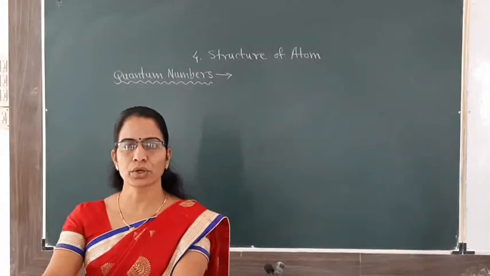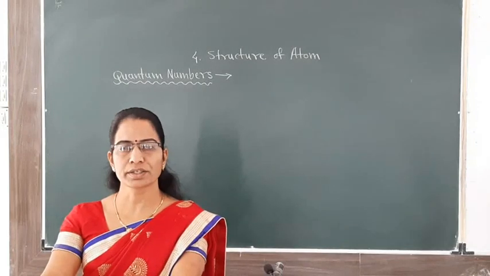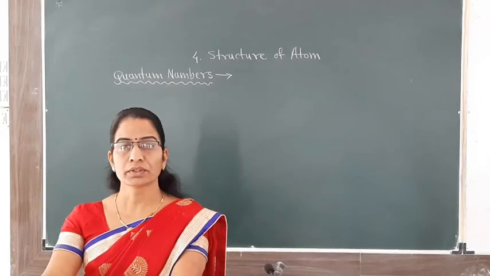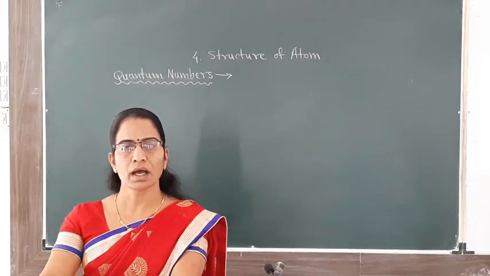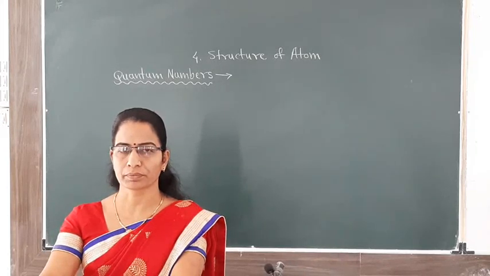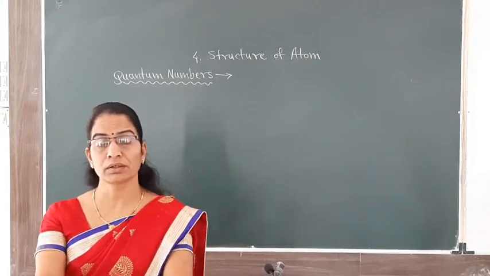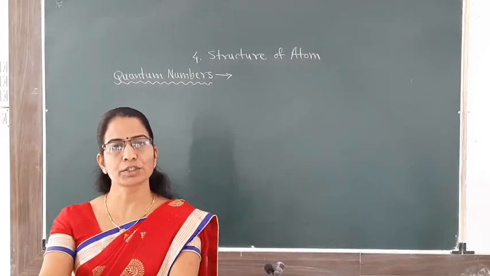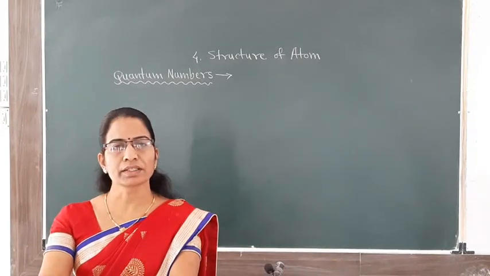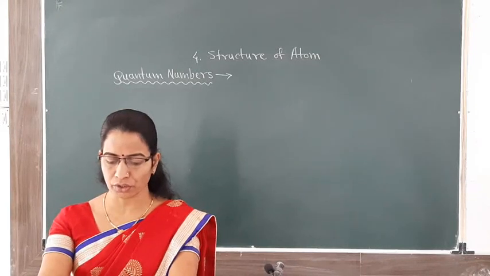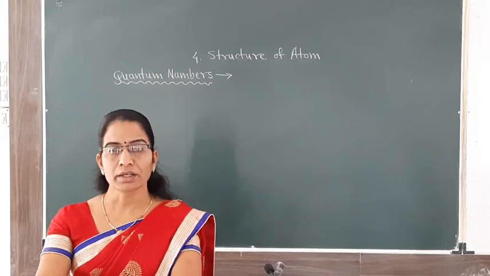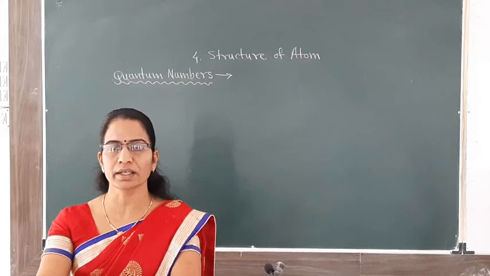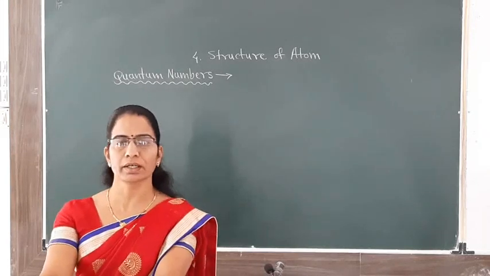Students, in the previous lecture we have seen that the solution of Schrodinger wave equation has given the values of three quantum numbers: principal quantum number, azimuthal quantum number, and magnetic quantum number. Again, there arose the fourth quantum number, that is spin quantum number. In the previous lecture, I also told you the definition of quantum number. I will repeat that definition, and in today's lecture, we will study in detail all these four quantum numbers.